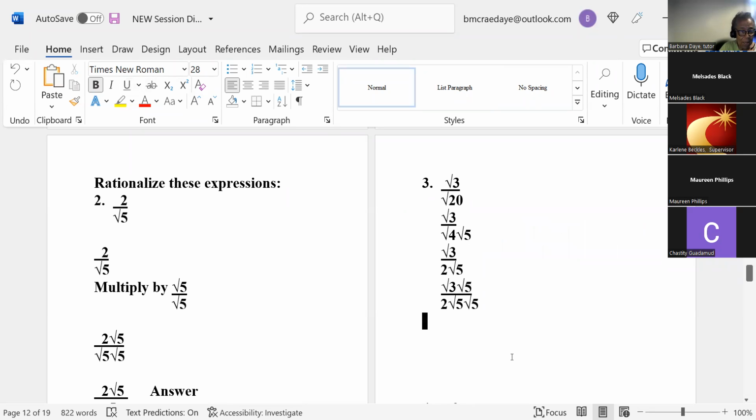Okay, now what do I get for the numerator, Mercedes? For this one, it's just the square root of 3 times the square root of 5, right? For the numerator, we just repeat it. Square root of 3 times square root of 5. What do I get for the denominator, Mercedes? 3. What's 2 times square root of 5 times square root of 5?